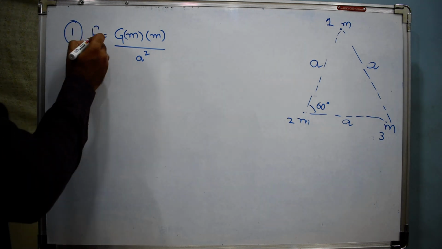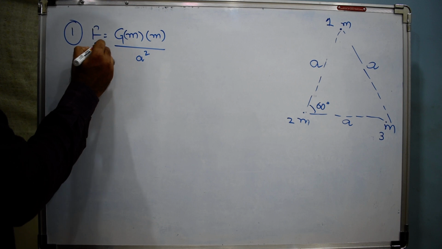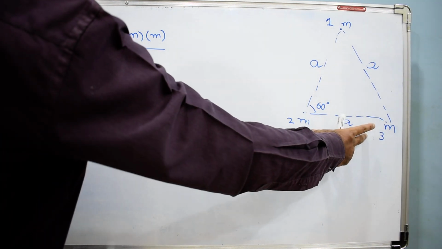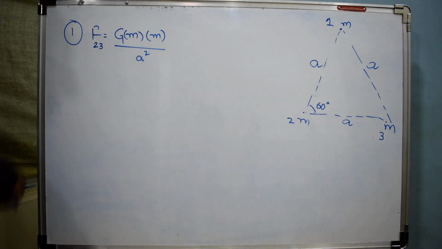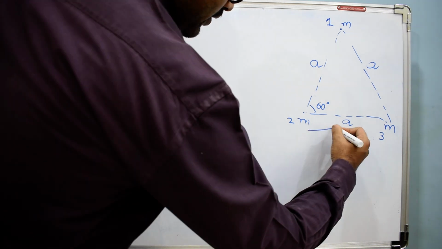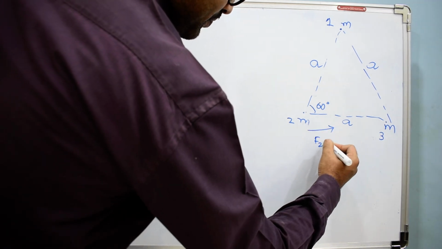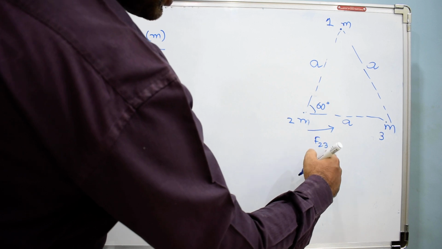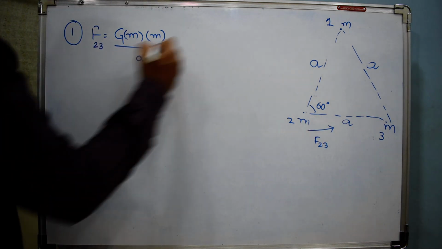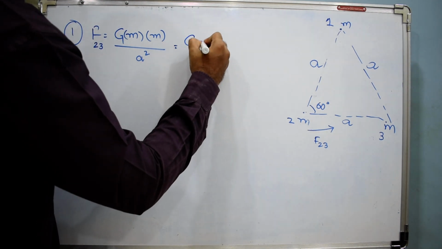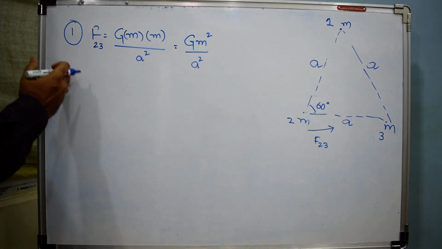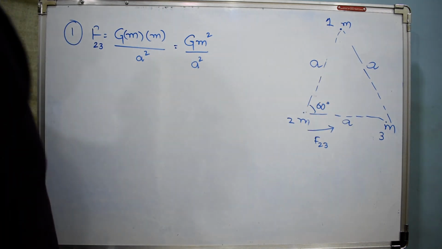Okay, now let's represent this as force acting on 2 due to 3. Force on 2 due to 3 is equal to G m into m by a square. I'm just representing the magnitude in this situation, and the direction of that force will be in this direction. Force on the second mass due to the third one will be in the right direction, and the magnitude is G m square by a square. So this is the force acting on the second mass due to the third mass.